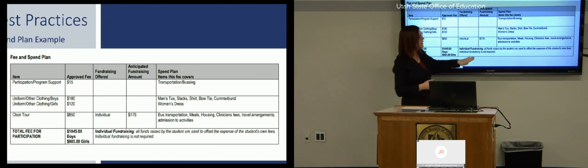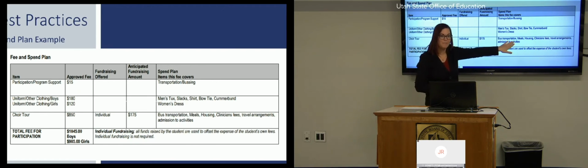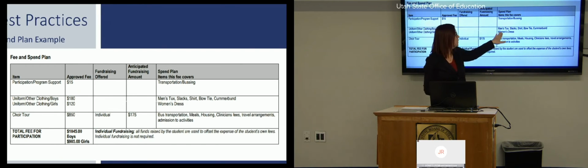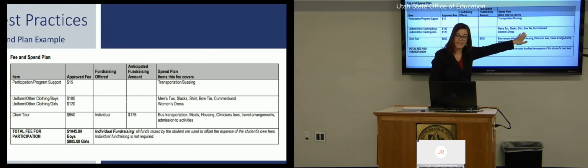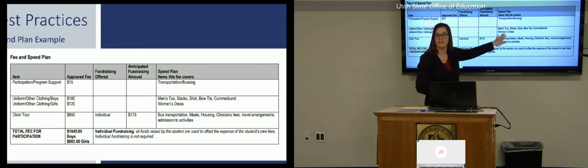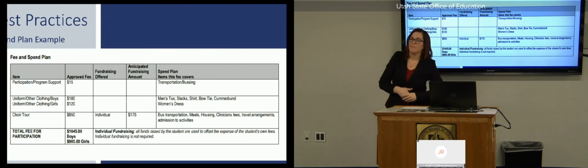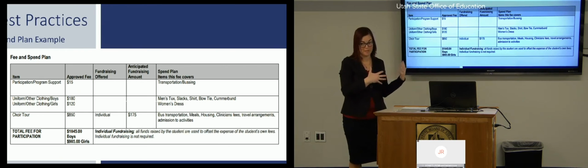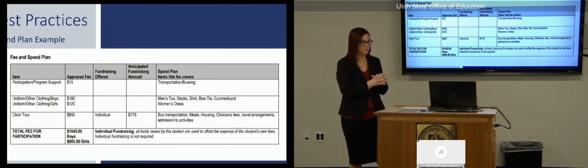Then we come over here to the spend plan. This is what that amount is actually going towards. We're going to be using it for the men's tux and slacks. This is why theirs cost more, where the girls is just the dress. And that's the type of transparency we're trying to provide to parents on the fee schedule with the spend plan and the delineation.